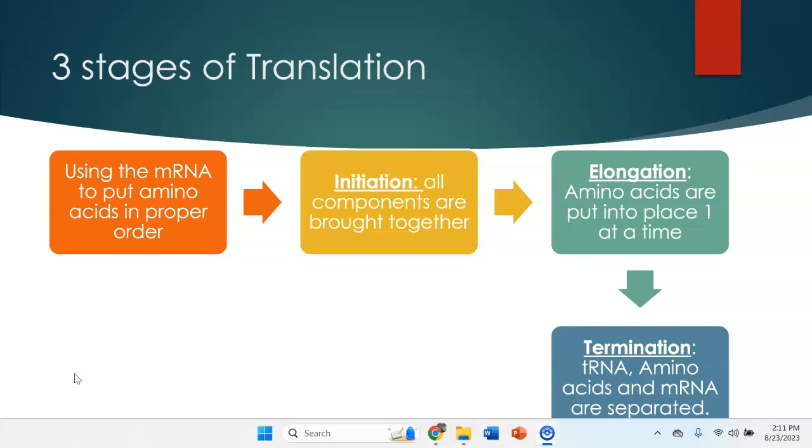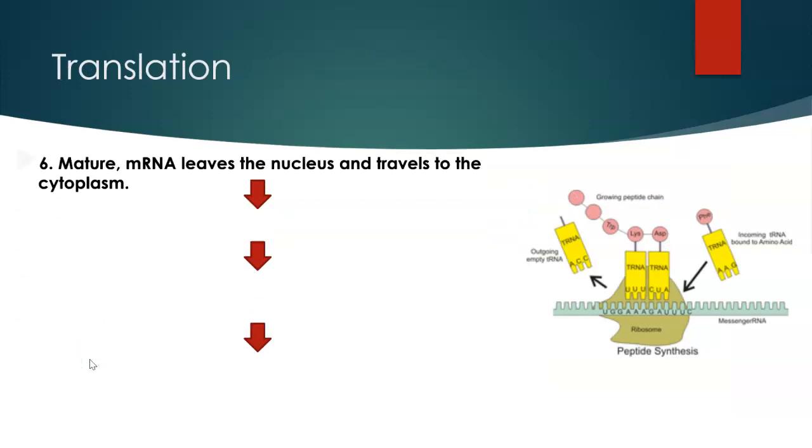And then termination is going to be when the transfer RNAs, the amino acids, and the messenger RNA all detach from each other in order to go their separate ways. So the transfer RNAs and the amino acids will be used in this process going forward, but the chain of amino acids is actually going to be what the protein is. So these three general ideas. Again, we'll kind of go through this on this PowerPoint slide, and then we'll write it all out.